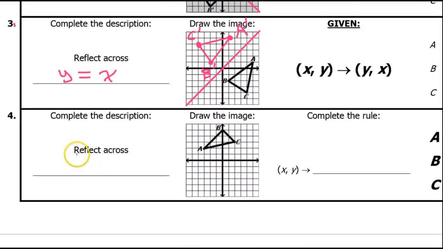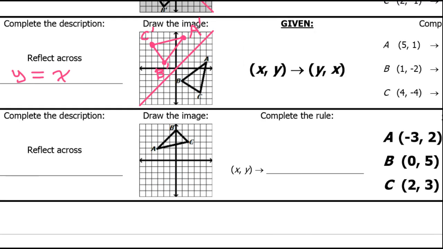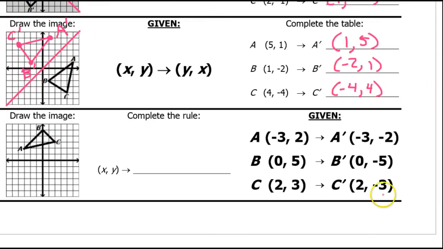Now it's time for problem number 4, and I think this is the trickiest type of problem. We are not given the description, we don't have a picture, we don't have the rule. Instead, they just gave us the set of points. We have the original points, and then we have the points after the reflection is done. So we have to figure out what the rule was ourselves.